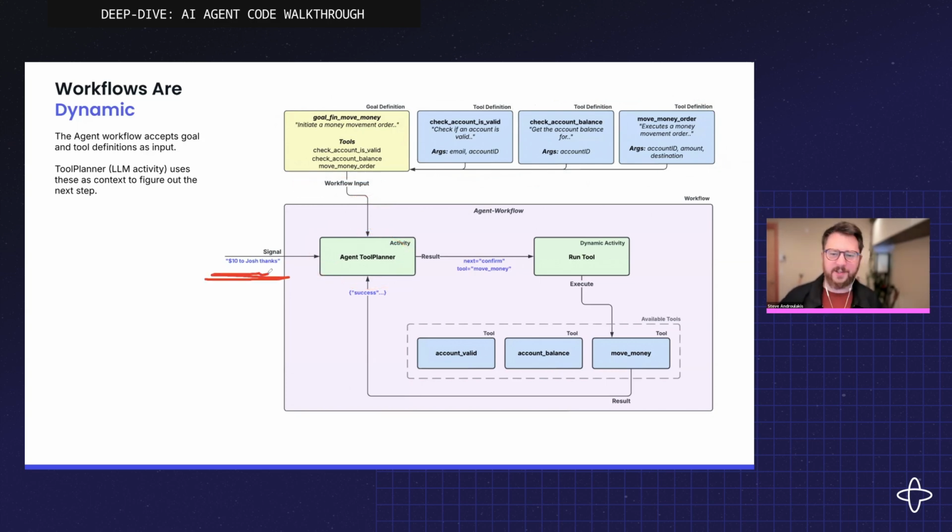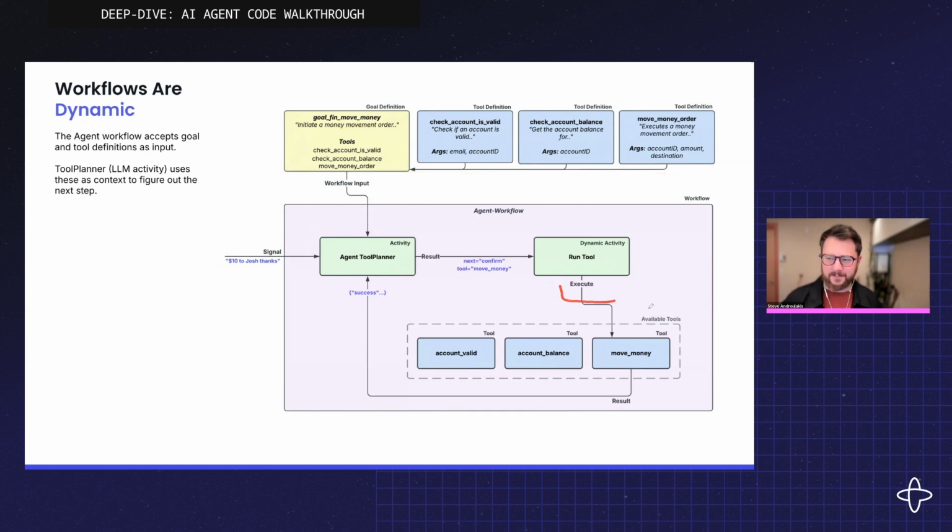And it has the conversation history, of course, because "$10 to Josh, thanks" is probably not enough context to go and do something. So let's say we've had a conversation about $10 to Josh. We know what we're doing, which is money movement. We know we have these tools on hand, and then we're ready to run a tool. So the agent tool planner goes, okay, we can run a tool.